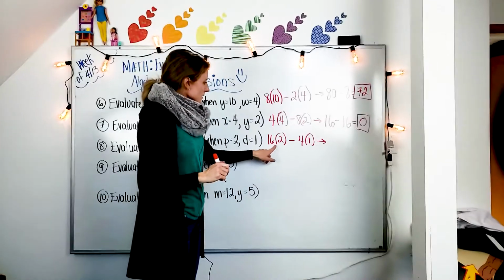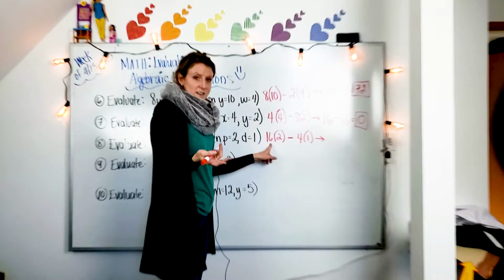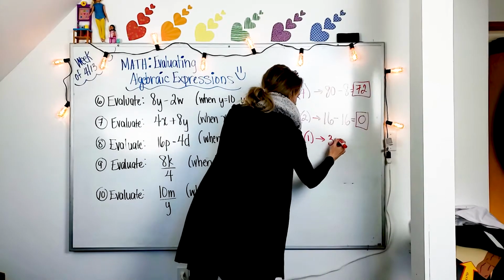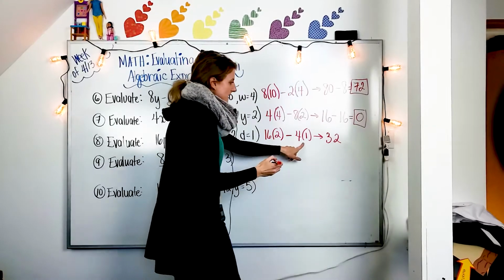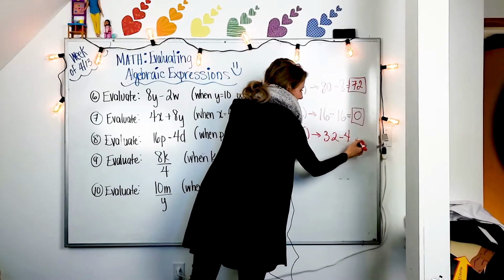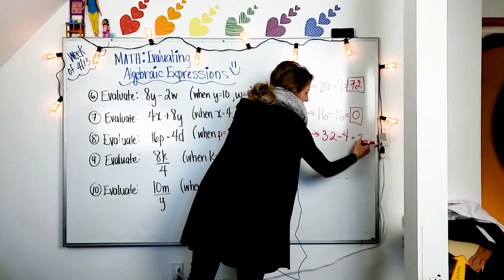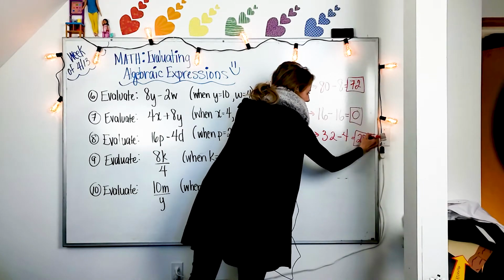So 16 times 2, 16 plus 16, in other words, 32. And then minus 4 times 1 is 4. We get an answer of 28 for that one.